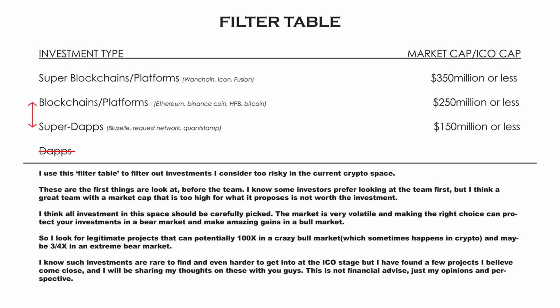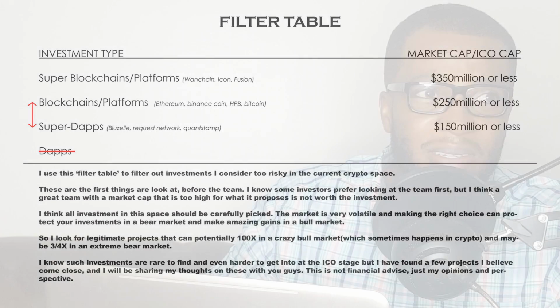So Request Network currently goes through my filter table. What's the current market cap on REQ? 151 million, right there, right on the button. For dApps, I only invest in dApps that are necessary for the space. I don't invest in regular dApps anymore. I don't care how nice the idea is. I only consider investing in dApps that I feel are necessary for the space, and the rest of my investments go into platforms and super blockchain projects. So it goes through the filter table. That's good.